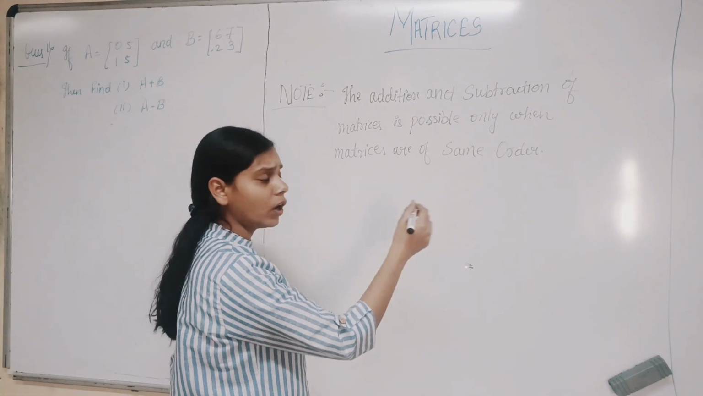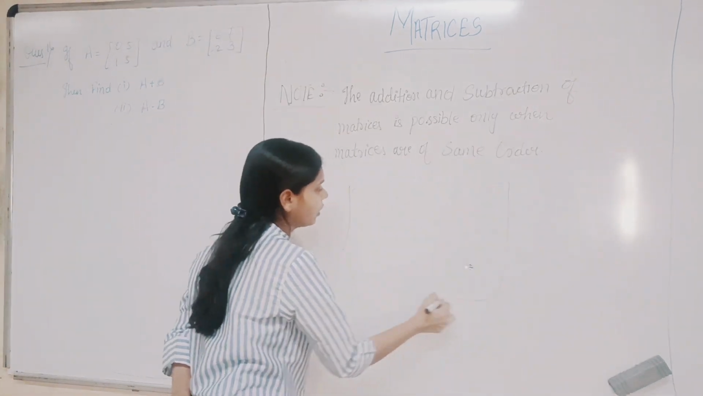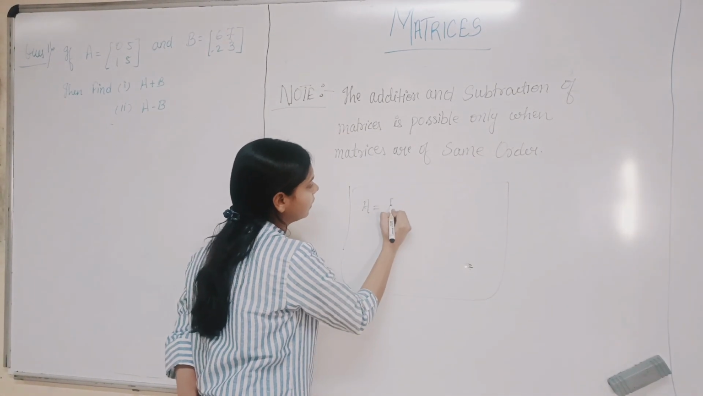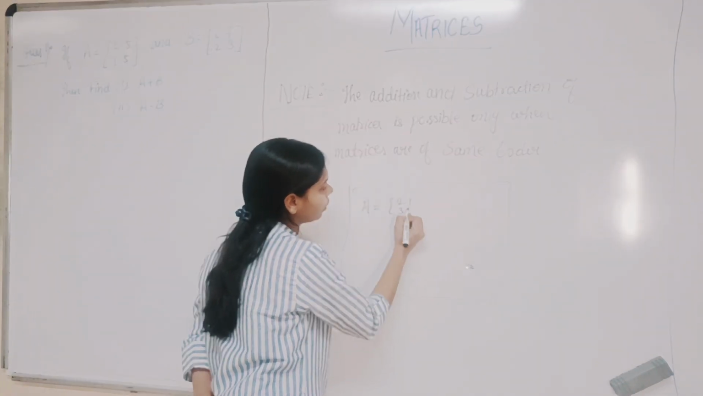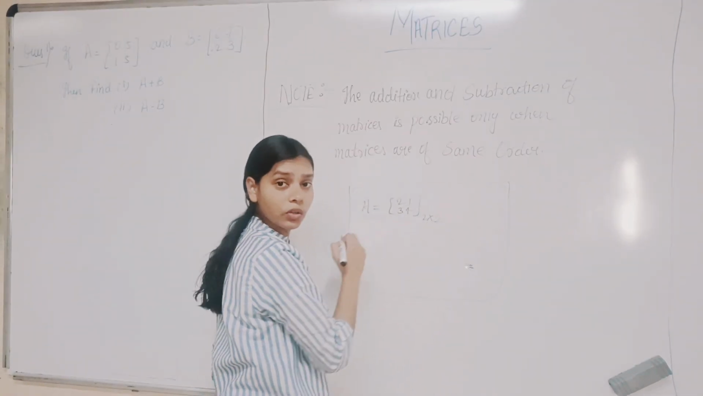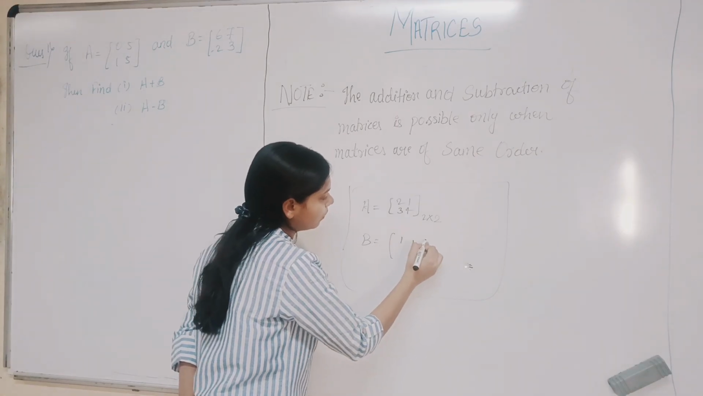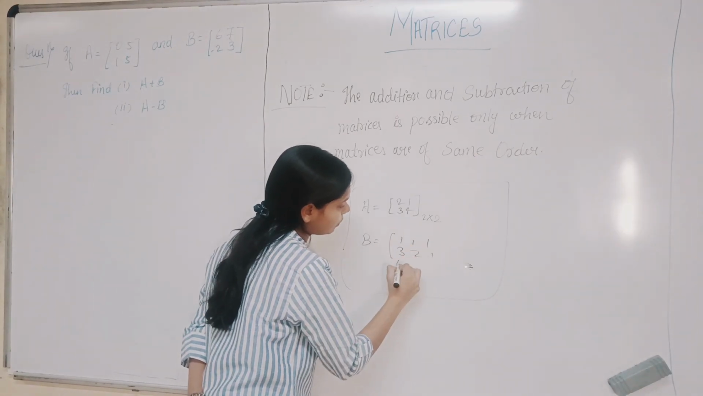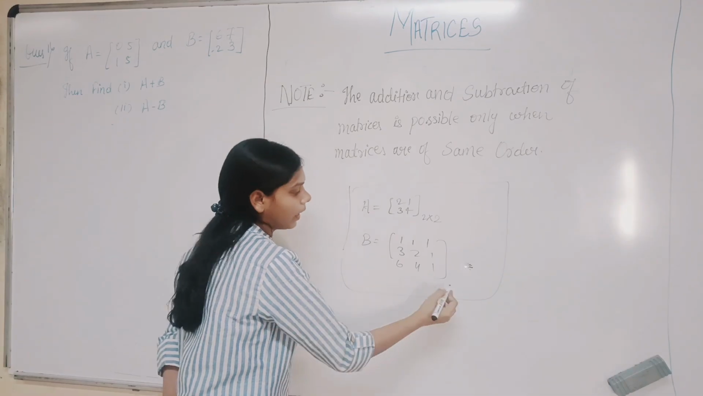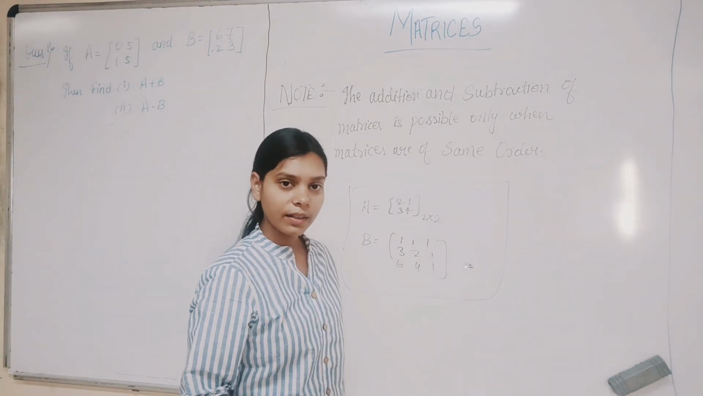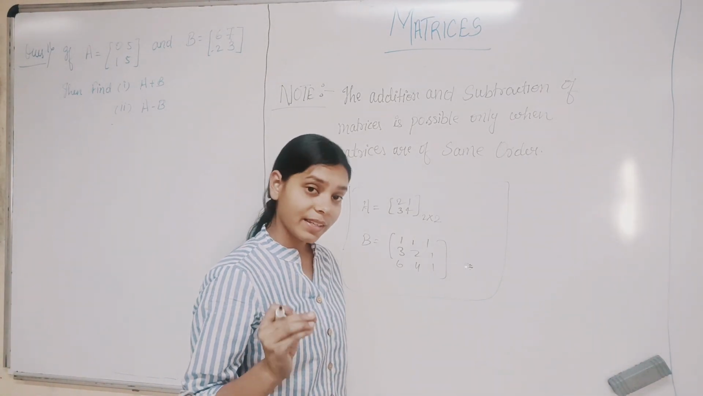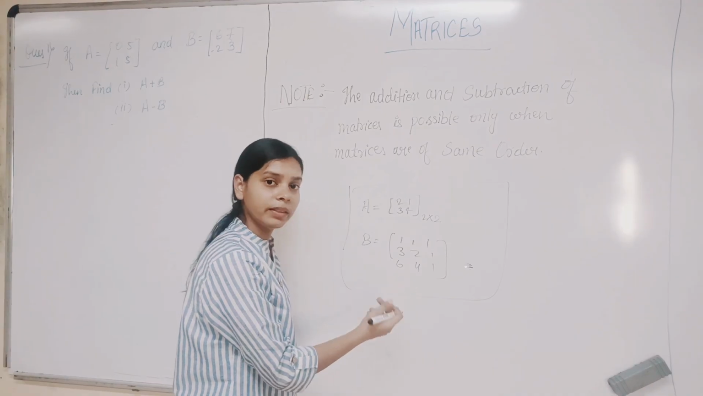Right, for example, if we take A as the matrix 2, 1, 3, 4, this is a matrix of 2 cross 2 order. Okay, and B is equal to 1, 2, 1, 1, 1, 3, 2, 1, 6, 4, 1, and this is a matrix of order, tell me anyone? Exactly, this is a matrix of order 3 cross 2.